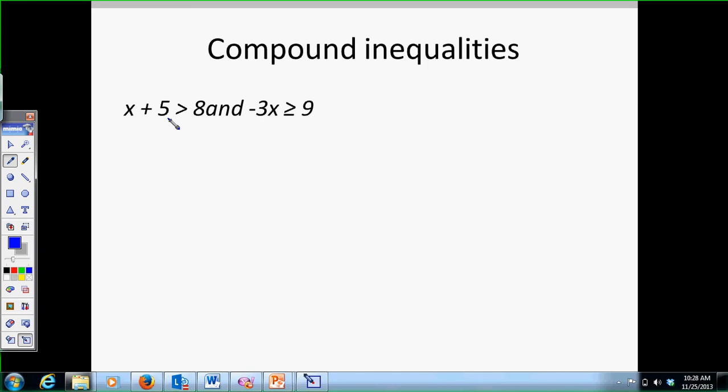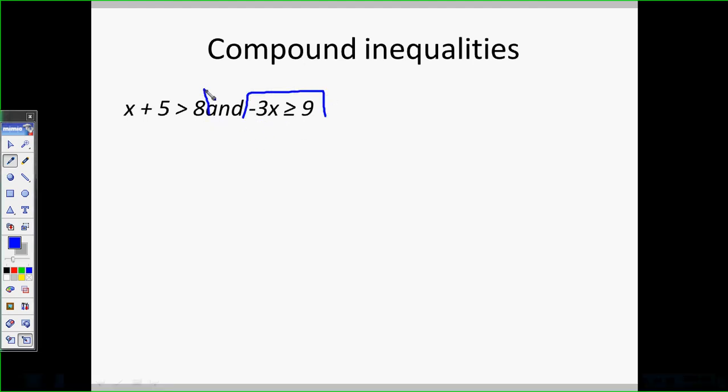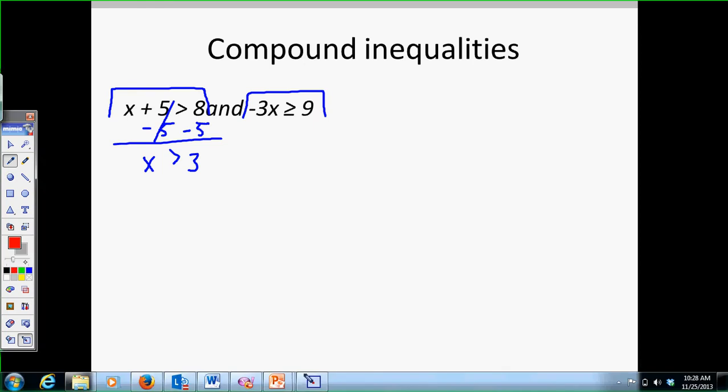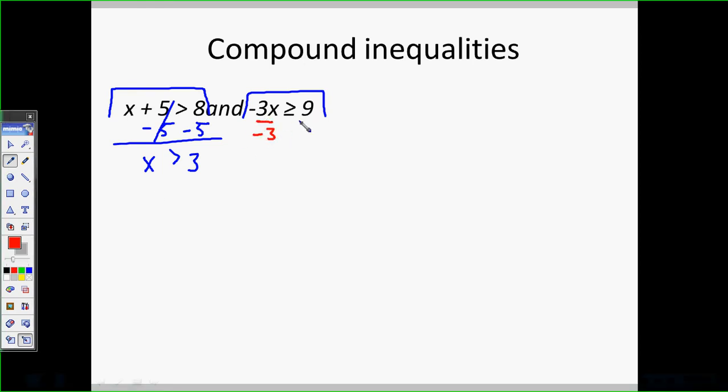Here I have x plus 5 is greater than 8 and negative 3x is greater than or equal to 9. So I'm just going to split these two up and solve them separately. Here I would subtract 5 from each side, and I get x, these cancel, greater than 3. Here I'm going to divide by negative 3 on each side, which means this cancels, and I flip my inequality symbol. x is less than or equal to negative 3 because 9 divided by negative 3 is negative 3.